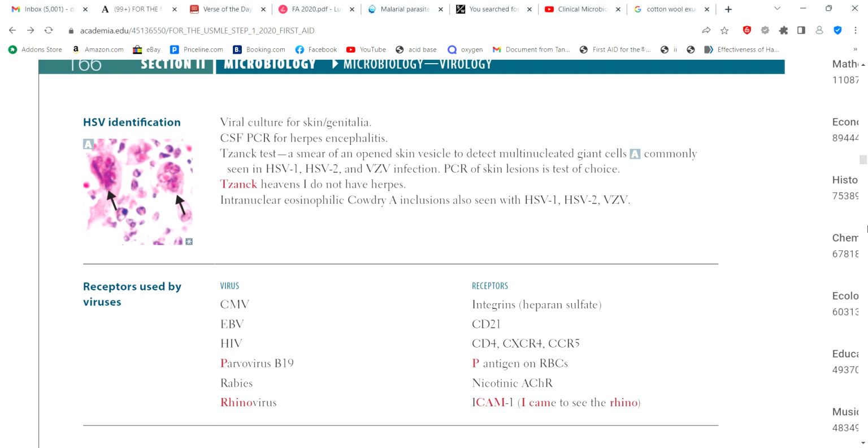Okay, now we have HSV identification. This is a viral culture for skin and genitalia. CSF, cerebrospinal fluid, PCR for herpes encephalitis. The Tzanck test is made of an open skin vesicle to detect multinucleated skin cells. These arrows are pointing to multinucleated giant cells.